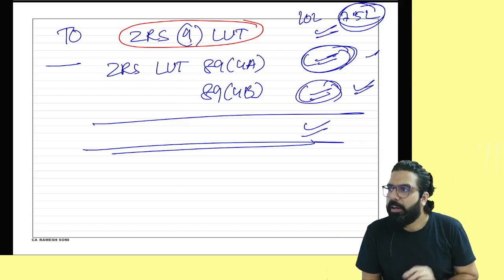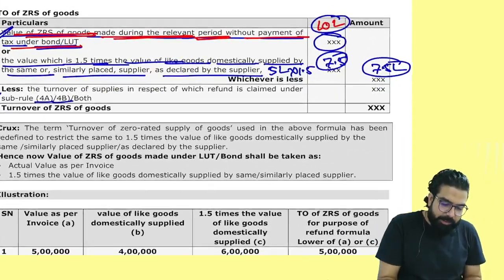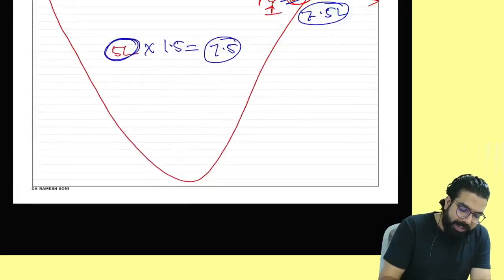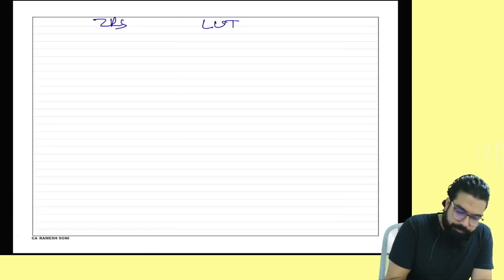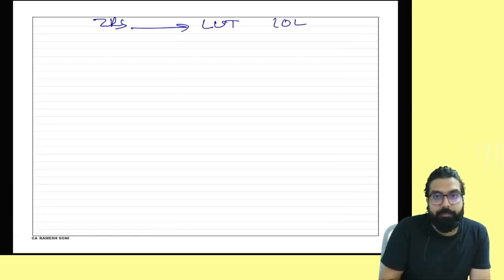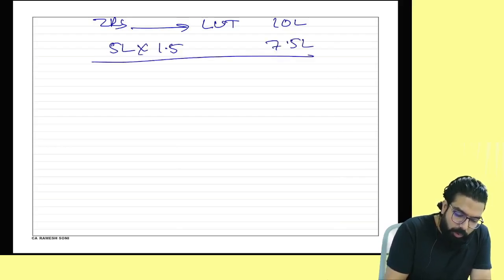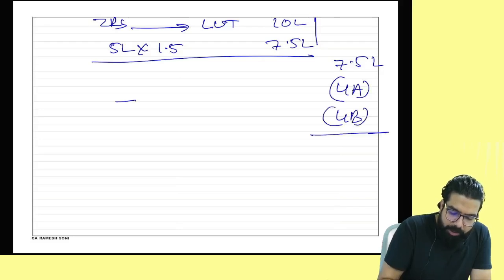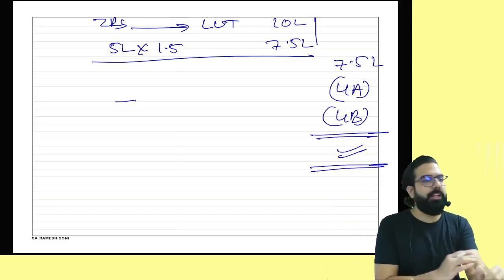Are we all clear? Now listen. Now again government made one twist. People see here. First tell me one thing. You will take what? Your zero rated supply turnover under LUT. Supposingly this is 10 lakh. Domestically these goods can be supplied at 5 lakh. 5 lakh ka 1.5 time is 7.5 lakh. So which is lower in these two? 7.5 lakh. From this, you should remove your 4A turnover and 4B turnover. The balance amount will be taken in your zero rated supply under LUT. Is my point clear till here?